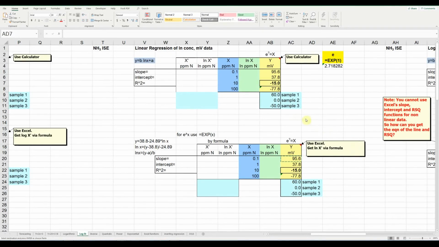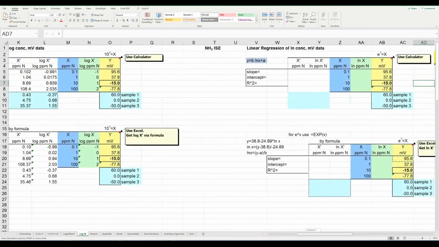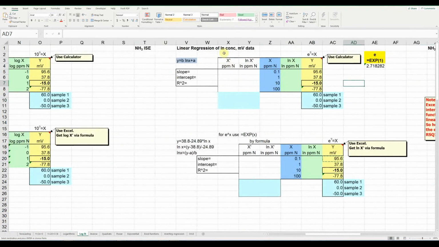So as you get your data from the calculator, you can enter it right into the spreadsheet. Back on the same spreadsheet, just scroll towards the middle of the spreadsheet. Here on the left is the data log x. Here towards the center is the data for ln of x, ln concentration. So you can enter it in here. And I have a short video clip that follows that shows you how to do this on the calculator.